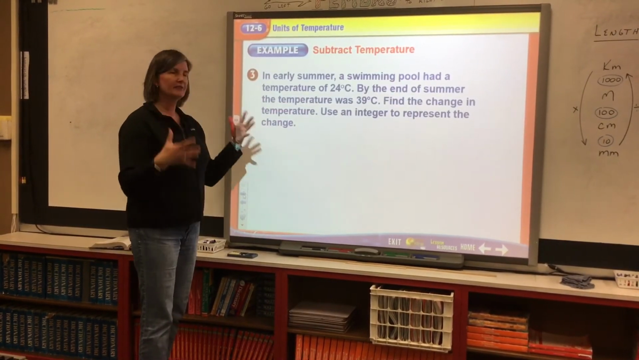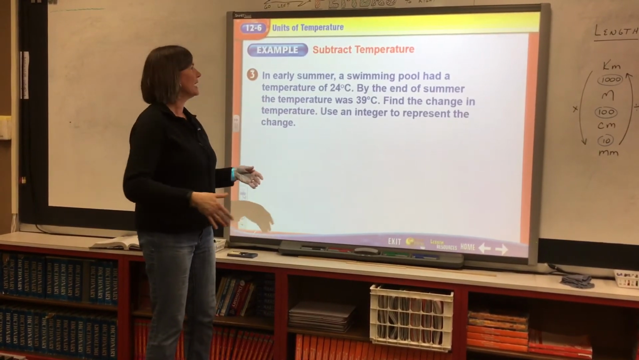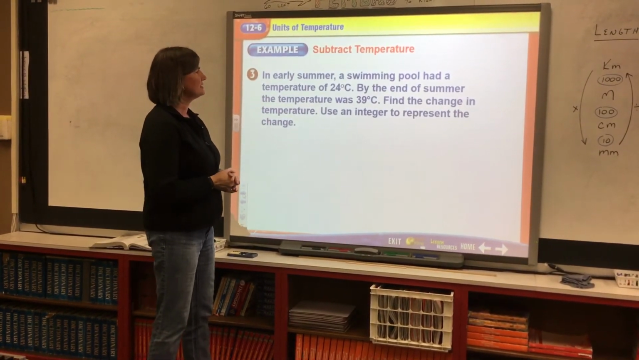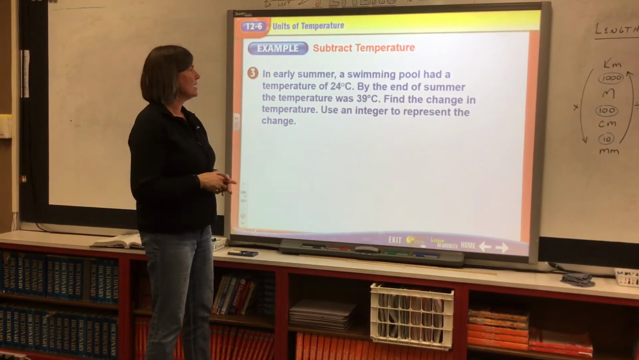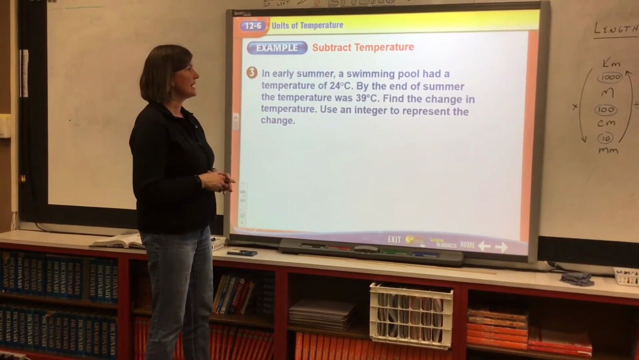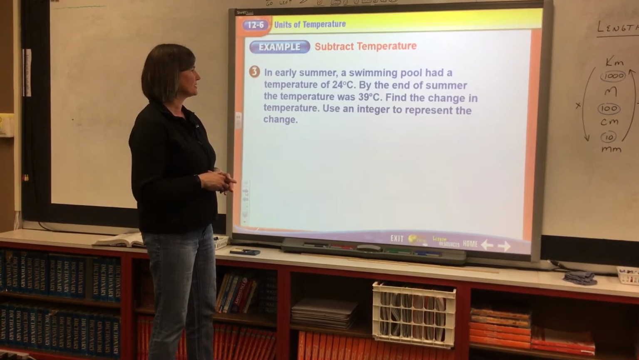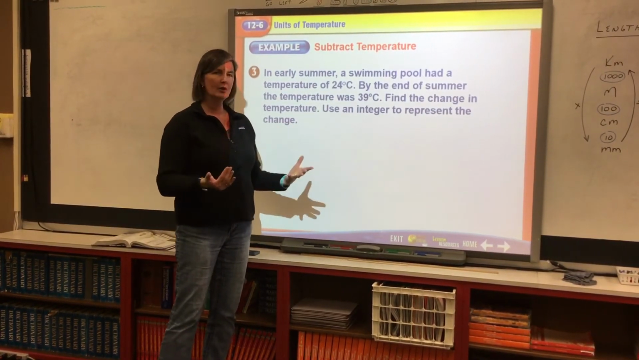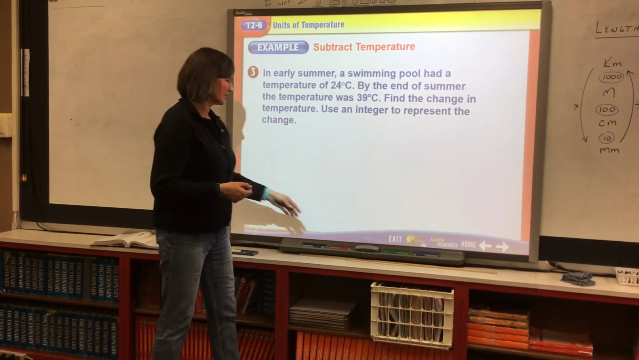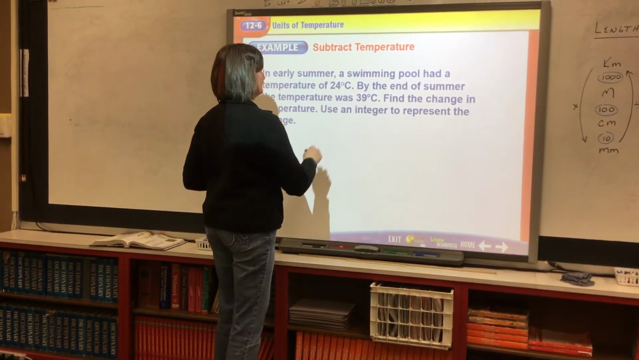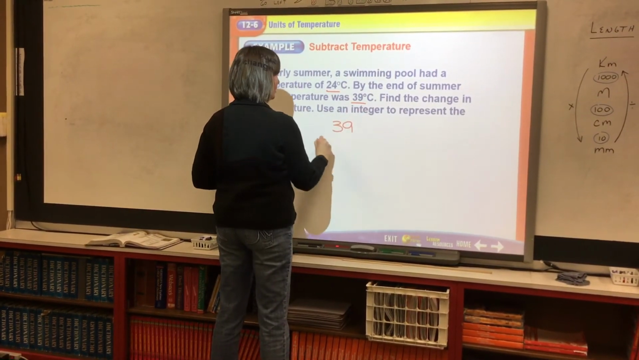Now, sometimes we can figure out how our temperature changes, how it goes up or how it goes down. In this example, it says in early summer, a swimming pool had a temperature of 24 degrees Celsius. By the end of the summer, the temperature was 39 degrees Celsius. Find the change in temperature and use an integer to represent the change. All right, how are we going to do this? What are we going to do with those two numbers to find the change? Subtract. We are going to subtract them. Which number goes on top? The larger, 39. The larger number goes on top, and the smaller number goes on the bottom.